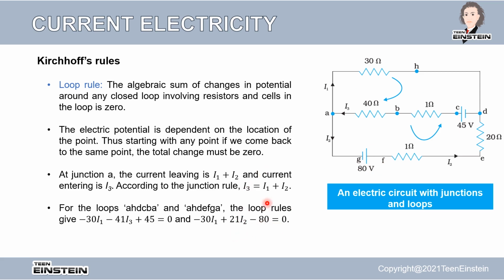These two rules are very important when solving any circuit. Whenever we have a complex circuit, there are different things which we learned which will help.